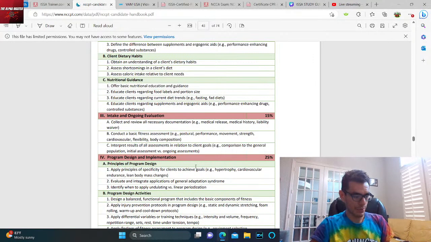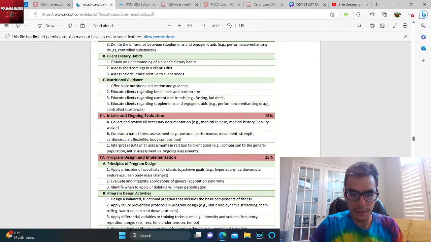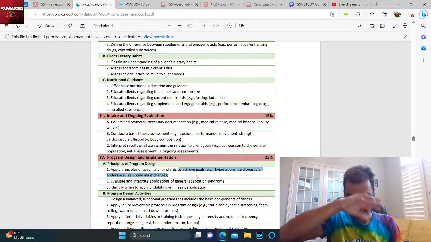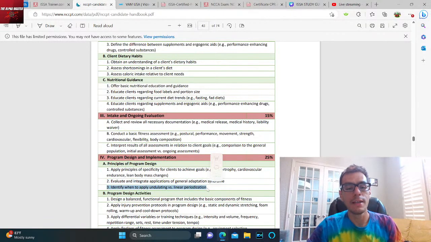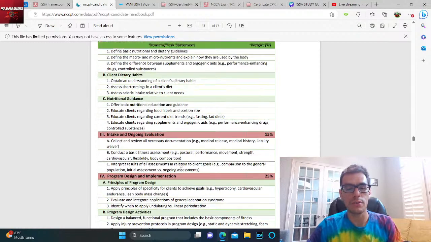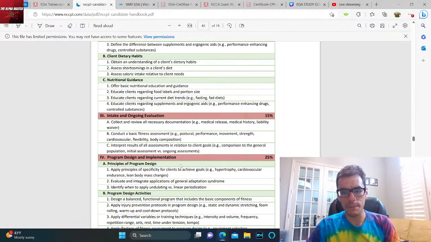Here is chapter 9, principles of program design, where you have to apply principles of specificity for clients to achieve goals like hypertrophy, cardiovascular endurance, and lean body mass changes, evaluate and integrate applications of general adaptation syndrome, and identify when to apply undulating versus linear periodization. All of this is going to be about 40% of the exam.